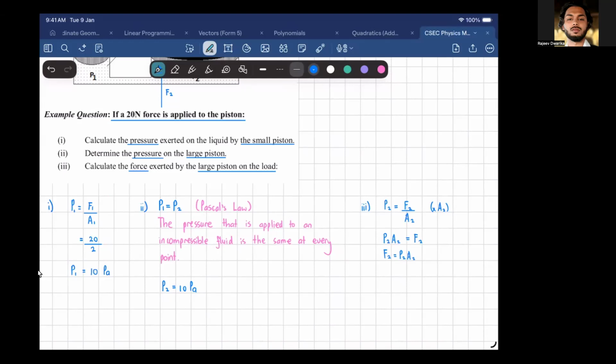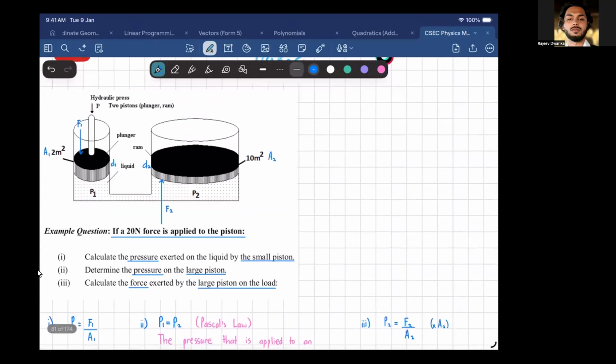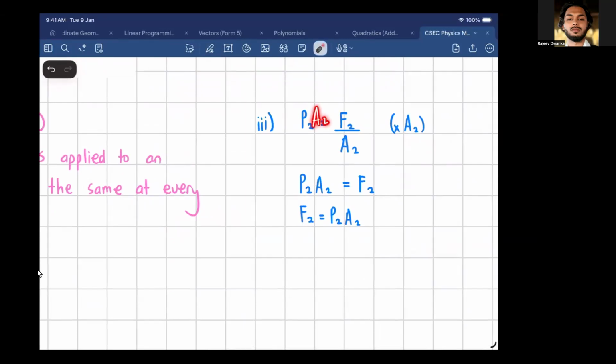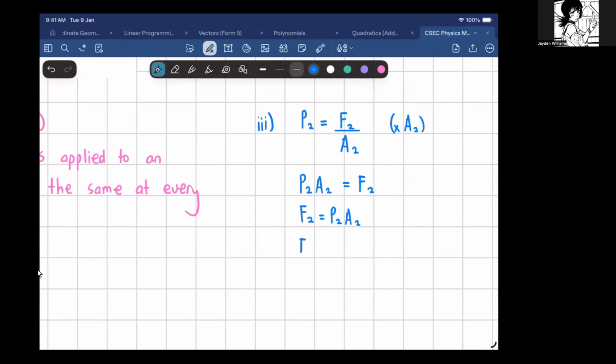In part 3, though, they want us to find the force exerted by the large piston. So, Jadon, if we're dealing with the large piston, then the only formula that we have for the large piston would be P2 is equal to F2 over A2. Remember that? Yeah. Right. Okay, cool. By multiplying both sides by A2, the A2 there and the A2 there would cancel off. So that would leave me with P2 A2 is equal to F2. And so now I could just switch the left-hand side and the right-hand side, and I would get F2 is P2 A2. That's it.